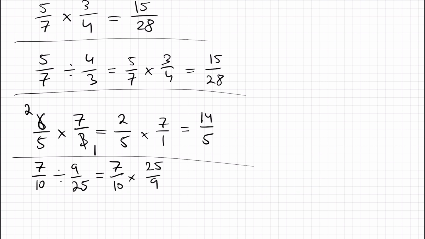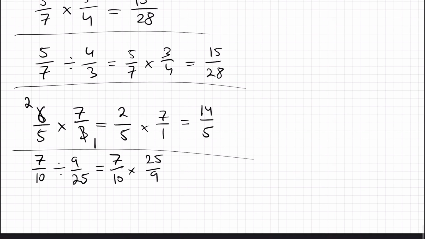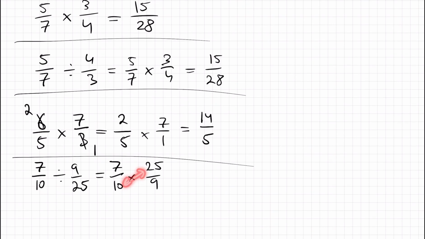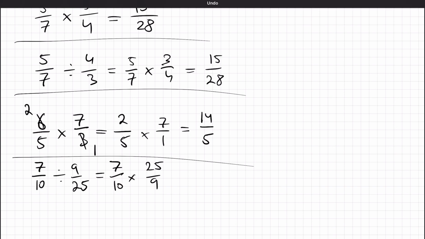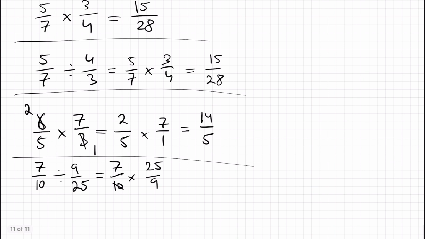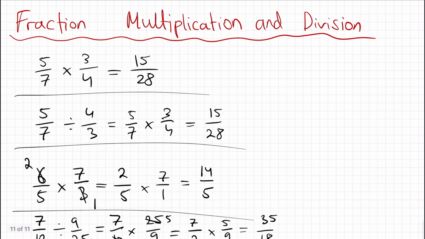And now what you should be able to notice is that these numbers actually have a common factor of 5. So we can cross that out. 10 divided by 5 is going to give us 2, and 25 divided by 5 is going to give us 5. So that gives us a new calculation to carry out, 7 over 2 multiplied by 5 over 9, and that is our answer, 35 over 18. So hopefully you can see why fraction multiplication and division is so easy.